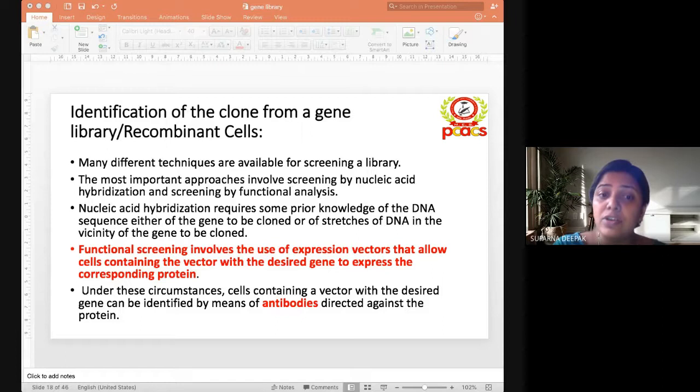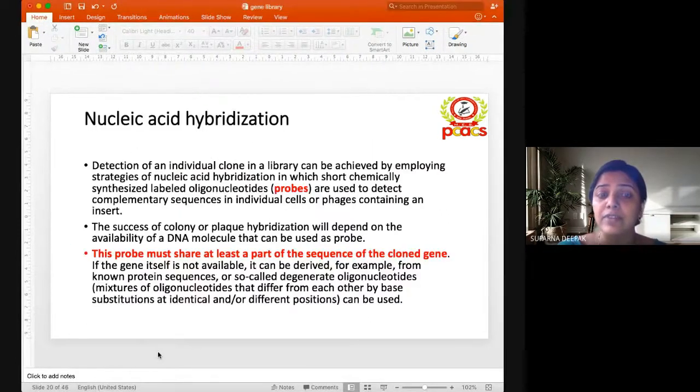The next method is functional screening. Functional screening is usually used for expression vectors, where the gene is going to produce a translational product, that is, proteins. We will be using some method to screen whether your protein of interest is being produced by your recombinant cells or not. That can be done with the help of antibodies. So let us move ahead and understand the first method, nucleic acid hybridization.